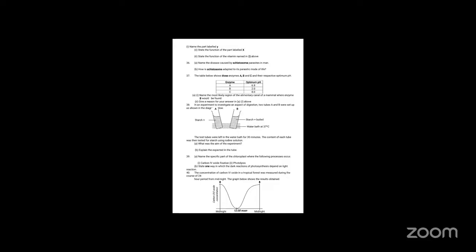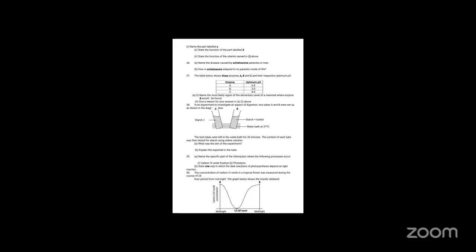Question 37. The table below shows 3 enzymes, A, B, and C, and their respective optimum pH. Let's save that question for another time sababu tutafanya factors affecting enzyme reaction. Tutarudi kufanya hiyo swali, okay? Let's do question 38. 38 iko straightforward. Juu ni kama repetition, si ndio?